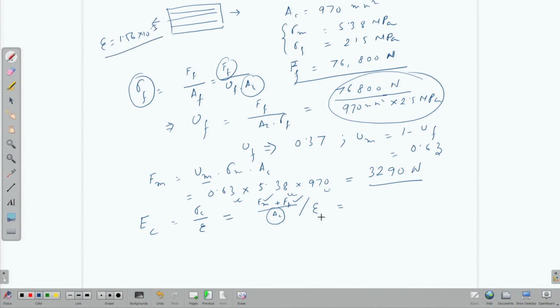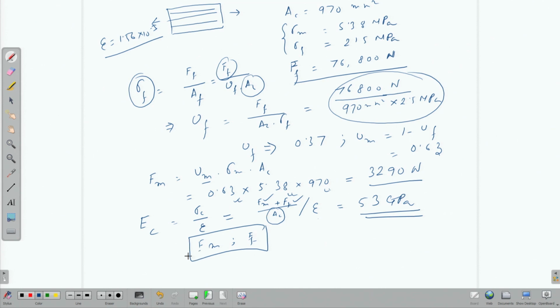So, you can plug in all the values, and then you can find out the value of E c, which is equal to 52 point something. You can calculate all the values, and it will be around 53 GPa. That is the value of the modulus of the composite material. Okay. And similarly, you can find out the value of E m and E f as well, the modulus of the matrix and the fiber.